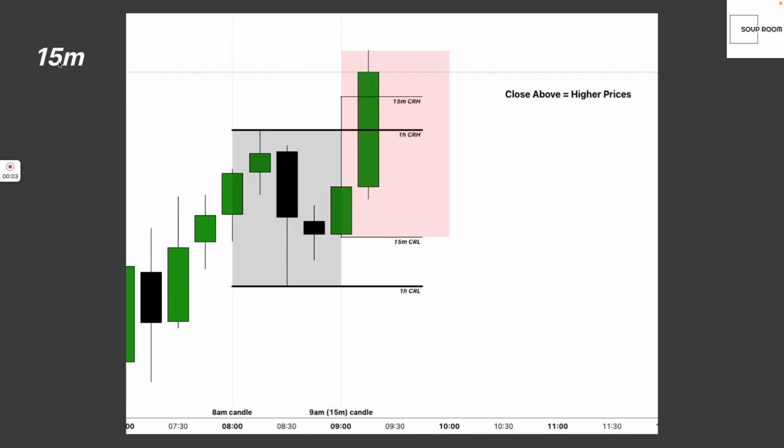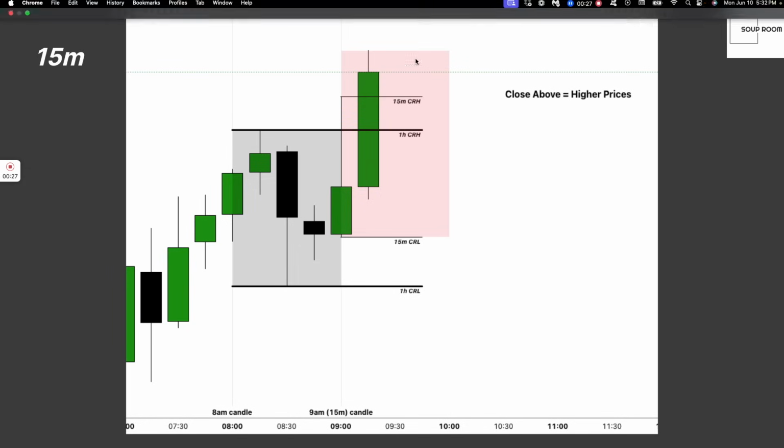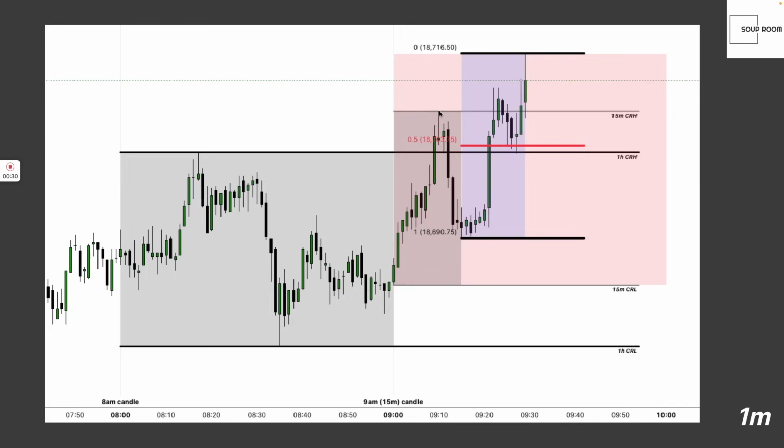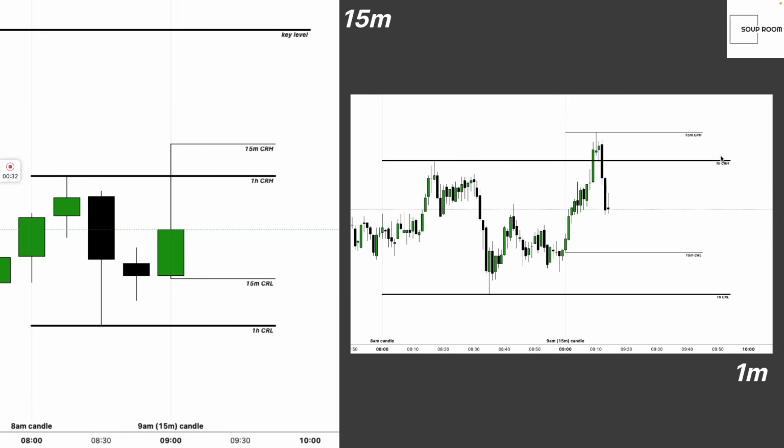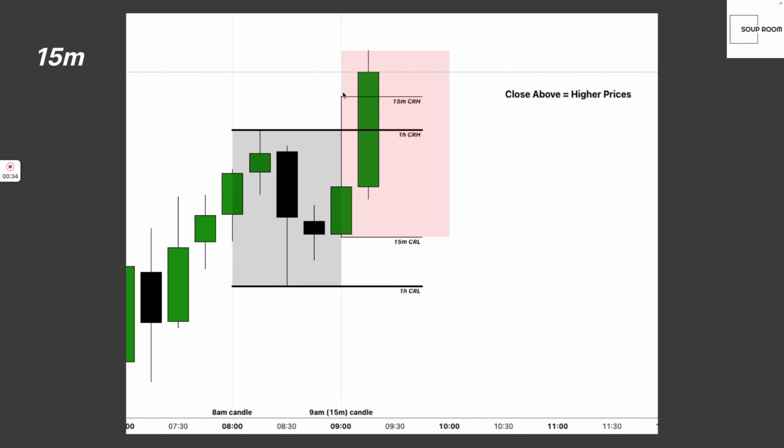Hopping back onto the 15-minute chart, you can clearly see the first candle formed a high and a low. This is 9 a.m. The second candle that forms after 9 a.m. broke through the high. We closed above the high. Now we know price is bullish, heading towards the key level. The key level right here. Where is the entry? Below the open of the next candle.